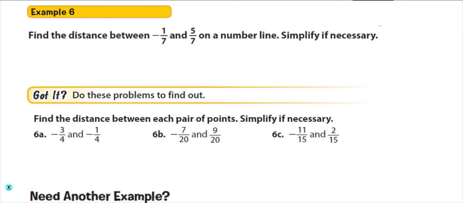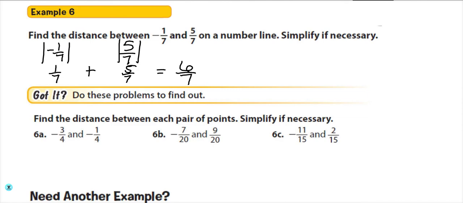So we're going to find the distance between negative 1/7 and 5/7. So we're going to take the absolute value of negative 1/7 and the absolute value of 5/7. Okay, we know that this is 1/7 here and this is 5/7 here. Now, the negative one is on the negative side, the positive one is on the positive side. So do I add them or do I subtract them? I need to add them this time. So that's going to give me 6/7.